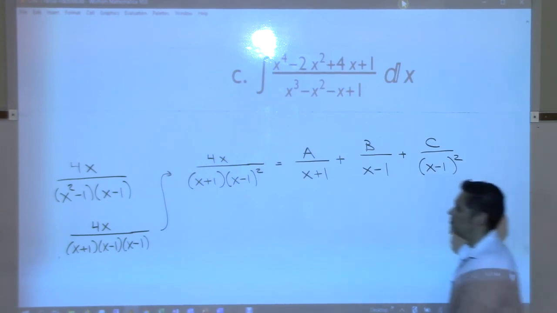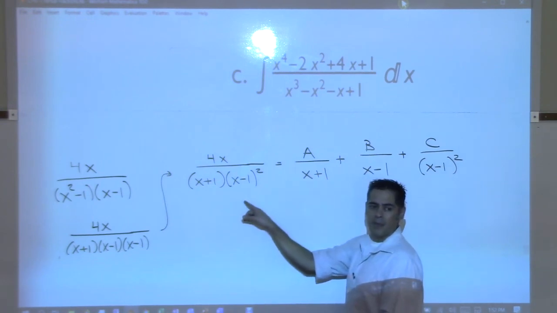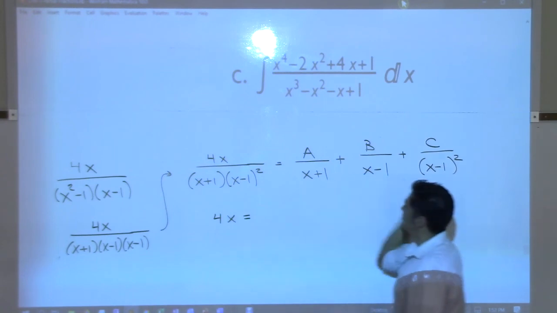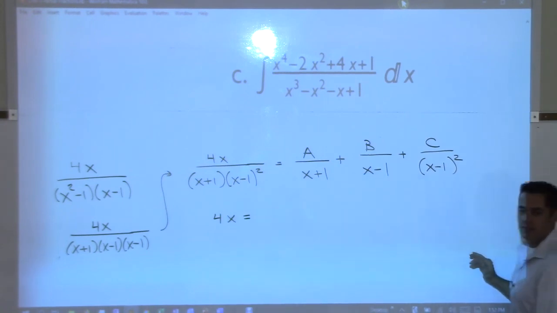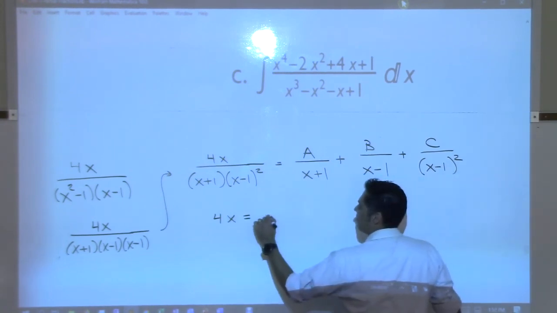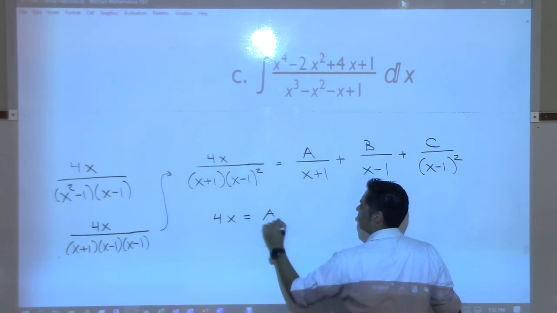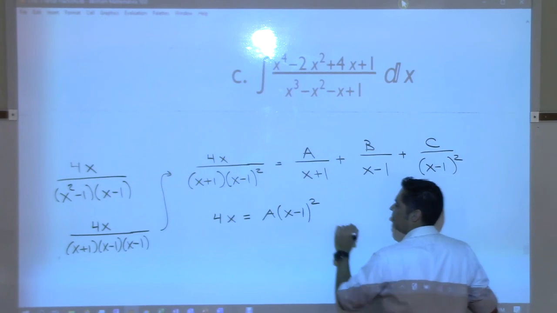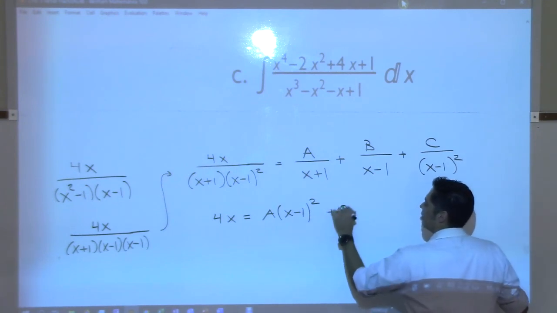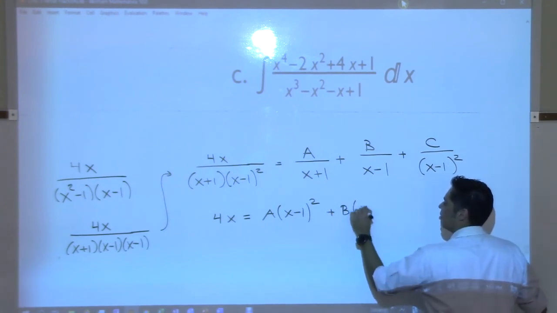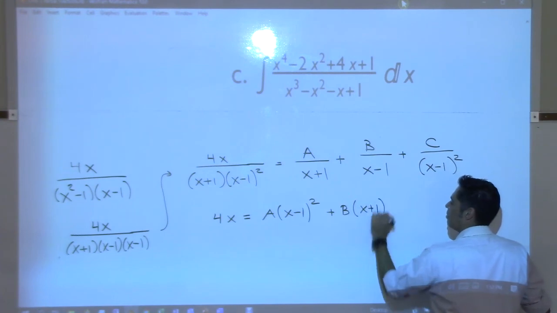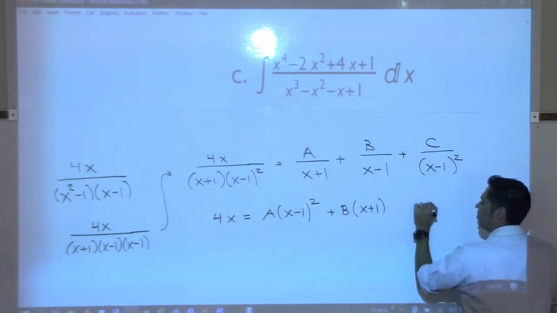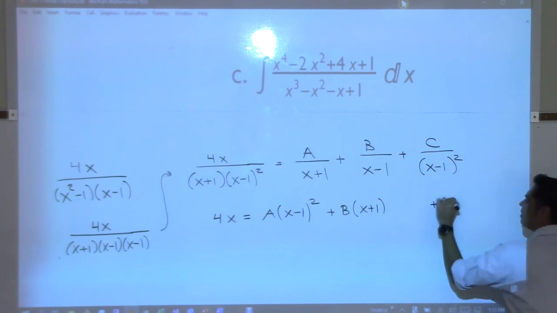All right, LCD on both sides, right? Okay, so what would the left side become? Just 4x? You feel comfortable just spelling out what the right side would be? Go ahead. It would be x, a, bracket x minus 1 squared, plus b, x minus 1, I mean x plus 1, and c.